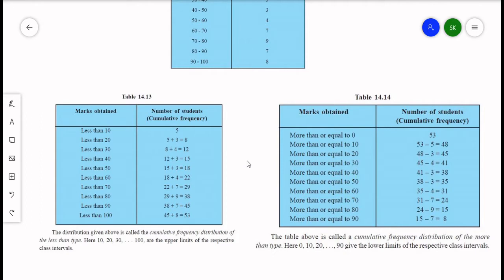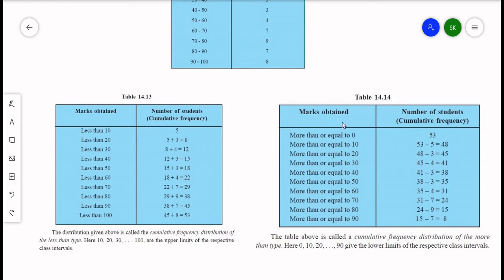Children, in less than type, we always consider the upper limit of the class interval. So if you can see here, less than 10, 20, 30, 40 till 100 are all the upper limits of the class intervals from the above table. Then what is CF? CF is 5, 8, 12, 15 till 53.